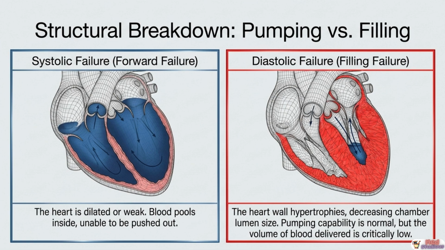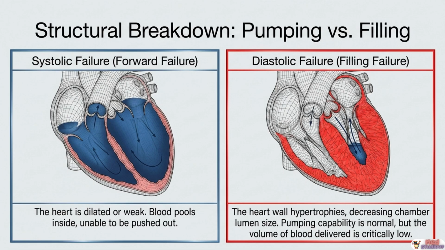Systolic failure, also called heart failure with reduced ejection fraction, or HFrEF, is the forward failure phenotype. In this form, the heart muscle becomes dilated, thin-walled, and globally weak. The left ventricle cannot generate sufficient contractile force during systole to eject an adequate stroke volume. Blood pools within the dilated chamber, systolic volume rises, and forward cardiac output falls. Think of a balloon that has been overstretched. It has lost its recoil. Echocardiographically, this presents as a large, poorly contracting ventricle with a reduced ejection fraction below 55%.